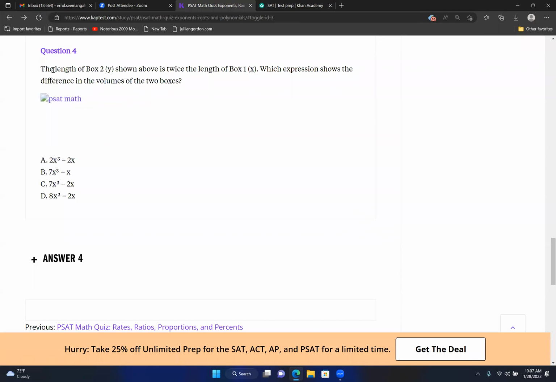Okay, let's see if we can do 4. The length of box 2, y, shown above is twice the length of box 1, x. Which expression shows the difference in the volumes of the two boxes? Okay, so it's asking kind of two things there.